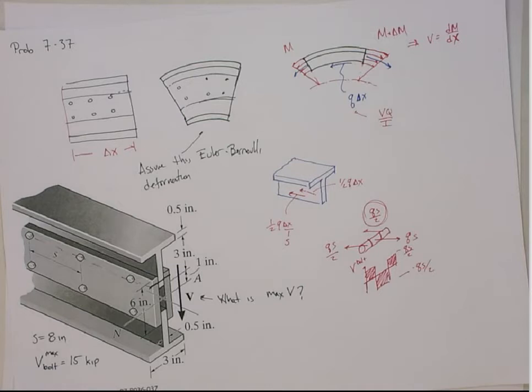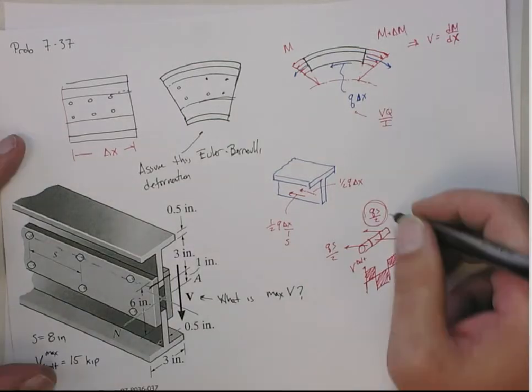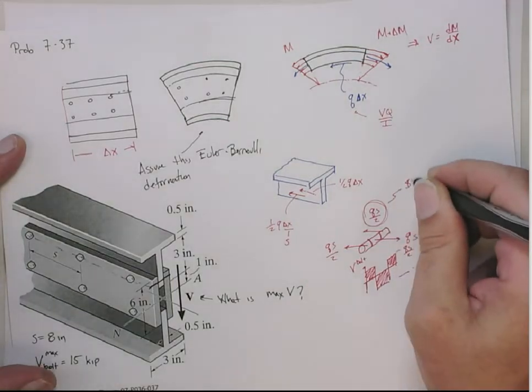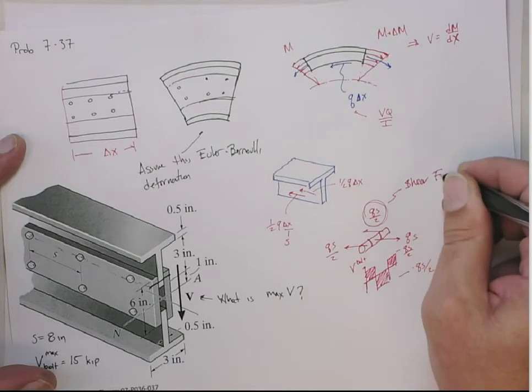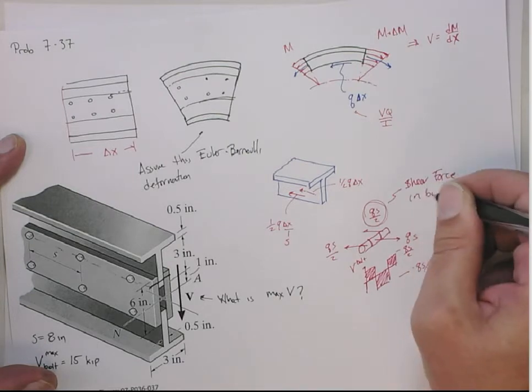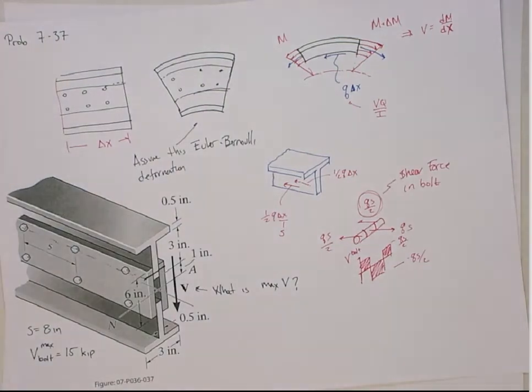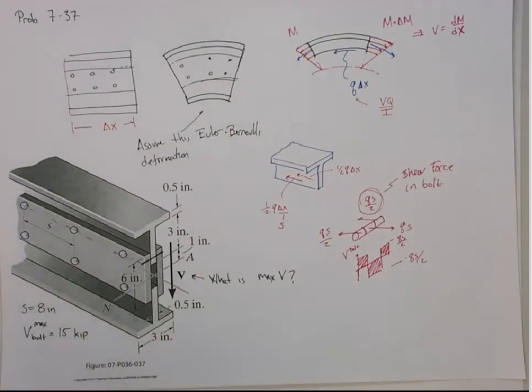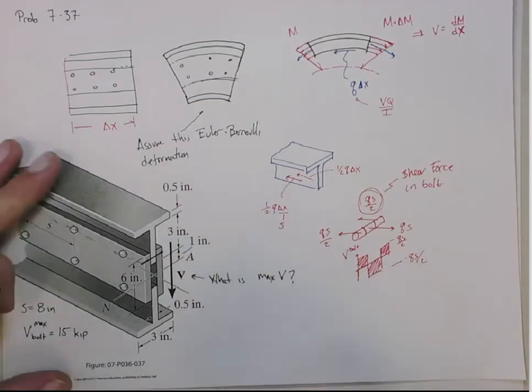Now we can get the force in the bolt, right? That's the shear force in the bolt. Okay? All right. That's the difficult part. The rest of it is just plug and chug type of stuff. I need to compute I for the whole section. That's going to be a pain in the neck. I need to compute Q. The V. So okay, well let's get the design equations going.